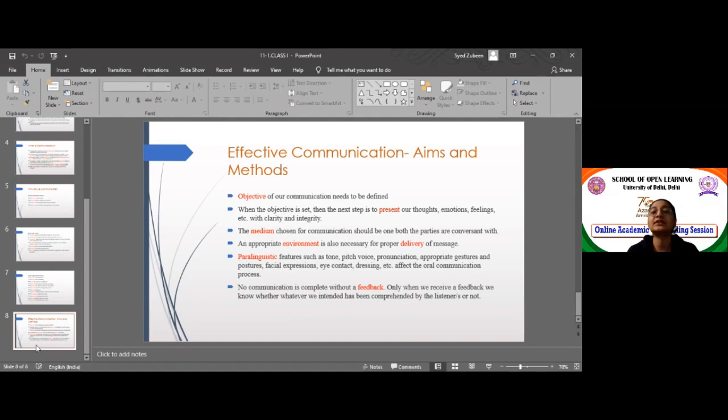And lastly, we looked at the effective methods, the aims and methods, right? When we are communicating, what are the effective aims and methods to communicate? First is to identify the objective. Why do we need to communicate? Why do we require any form of communication, right? First, the objective is identified, then we move on to the next step, that is, how are we going to present our thoughts, our feelings, our ideas, our emotions, right?